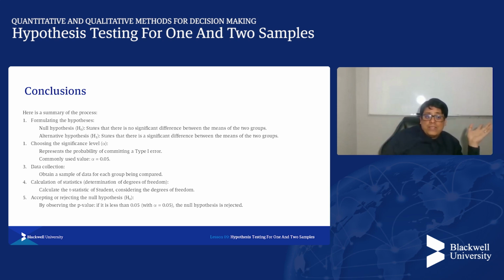Then choose the significance level, which establishes the probability of committing a type 1 error, alpha, which is usually set at 5%, or 0.05. Then collect the data, process it, apply the one-tailed or two-tailed test with certain degrees of freedom, obtain the p-value, and compare it with the critical value, which is commonly 0.05. If it is greater, we accept the null hypothesis. If it is less, we reject it.